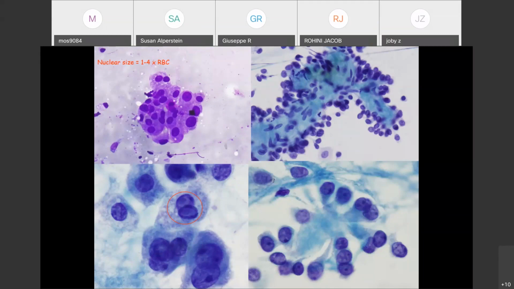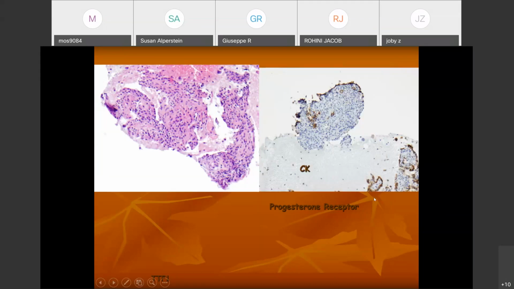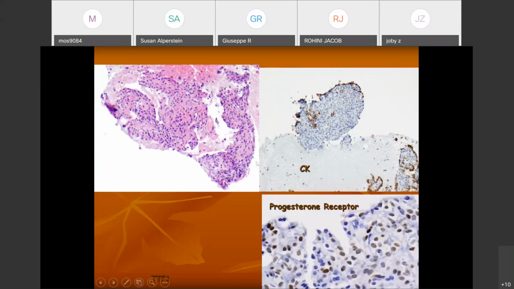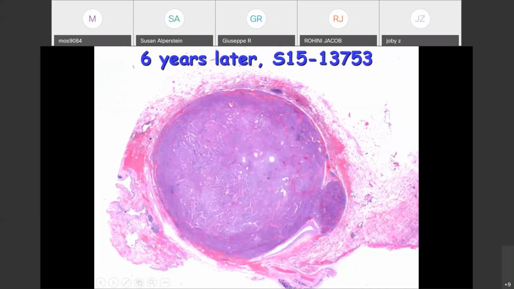All you need is to do a cell block, and then make sure you order the right immunostains. Cytokeratin highlights the surface epithelium. PR, progesterone receptor, is positive in the stromal cells. TTF1 stains both epithelium and the stroma. So it's a tumor with dual differentiation. It's diagnostic for sclerosing pneumocytoma.